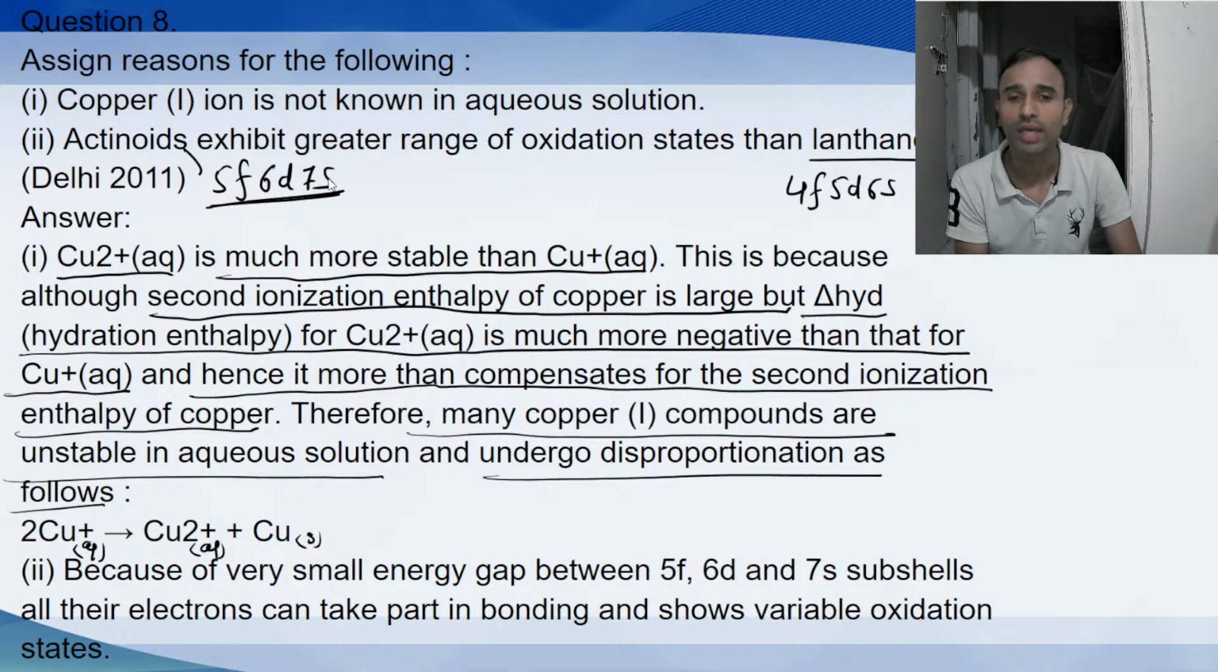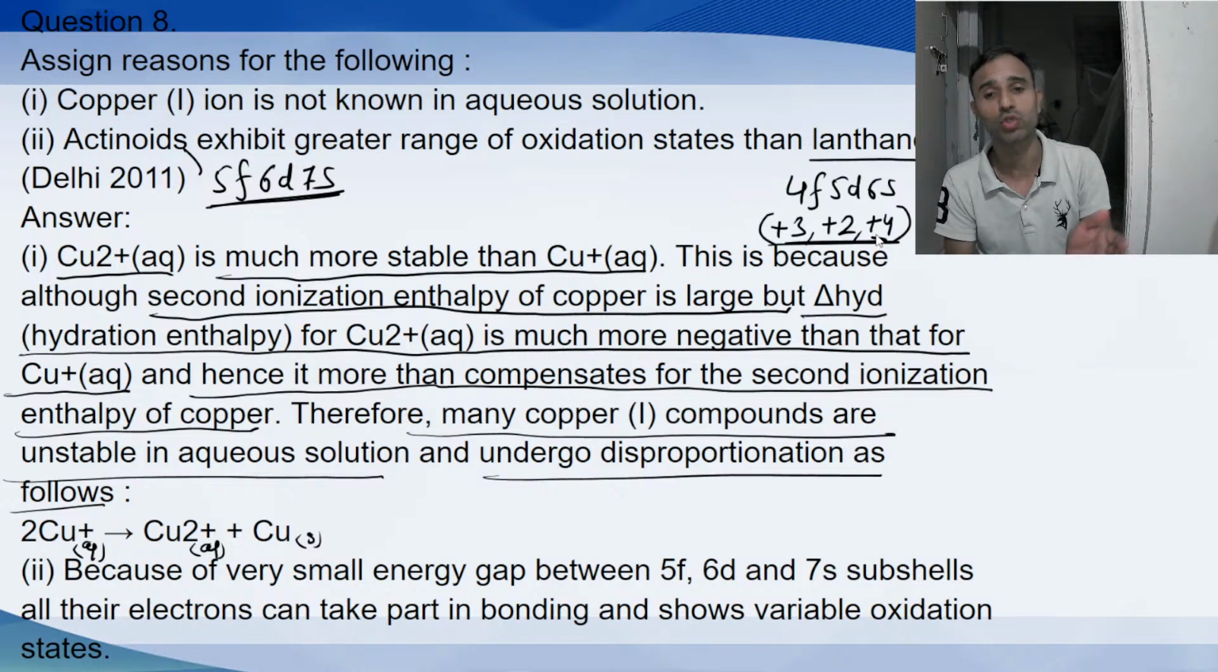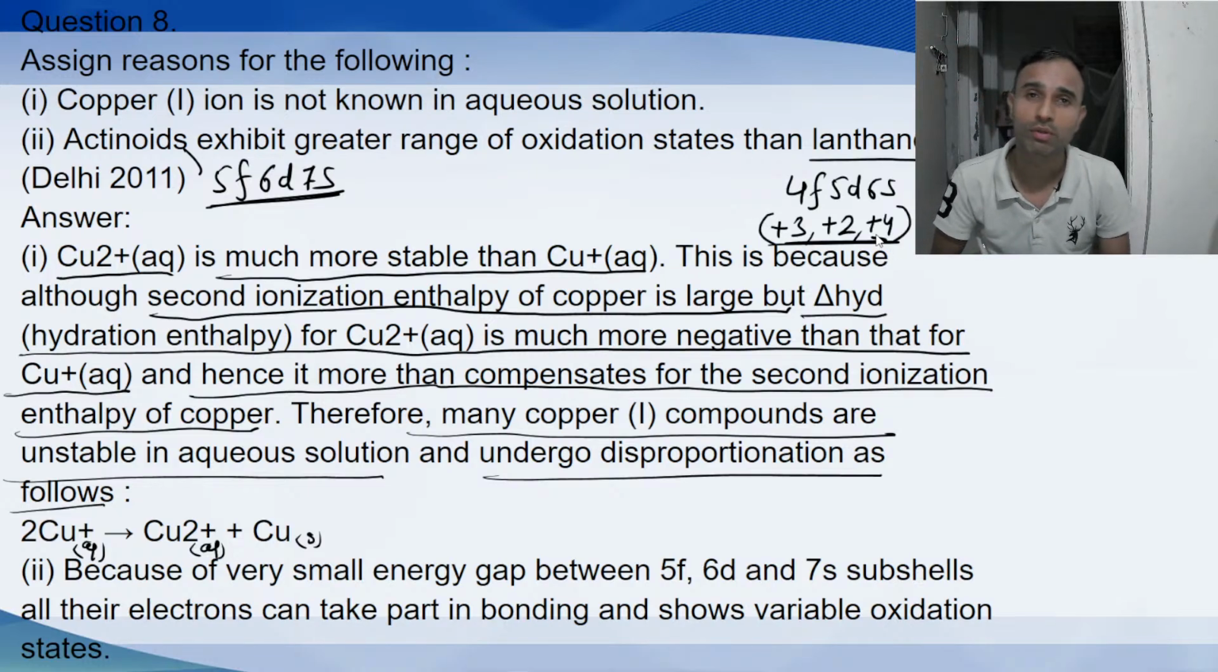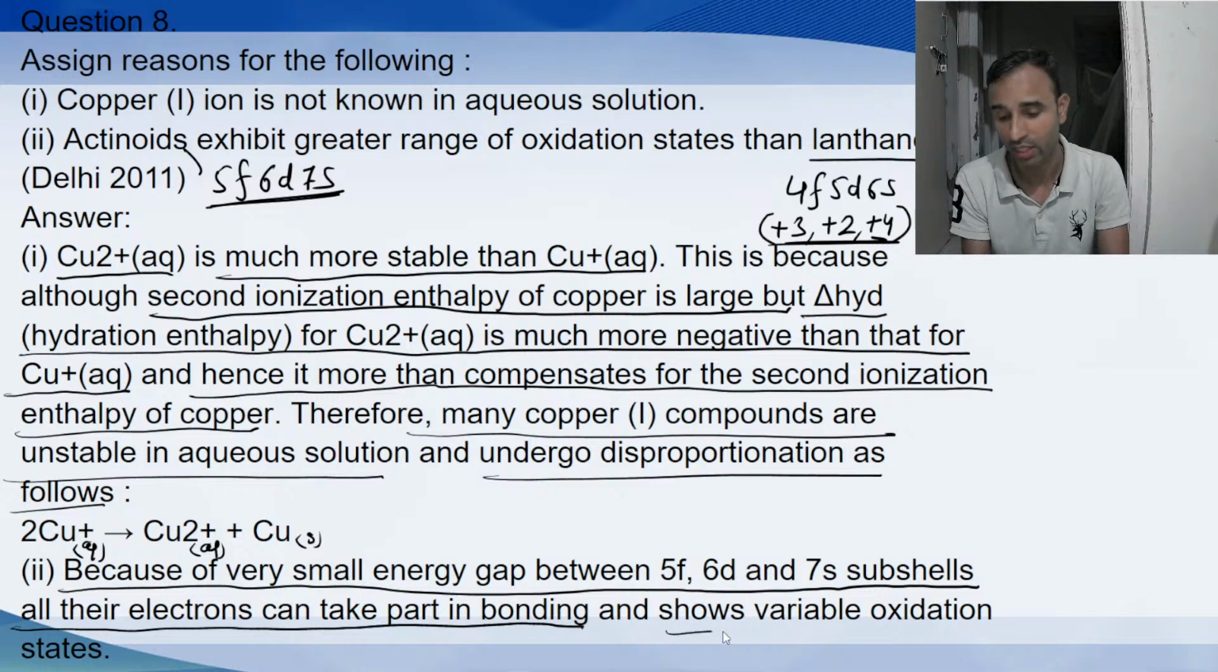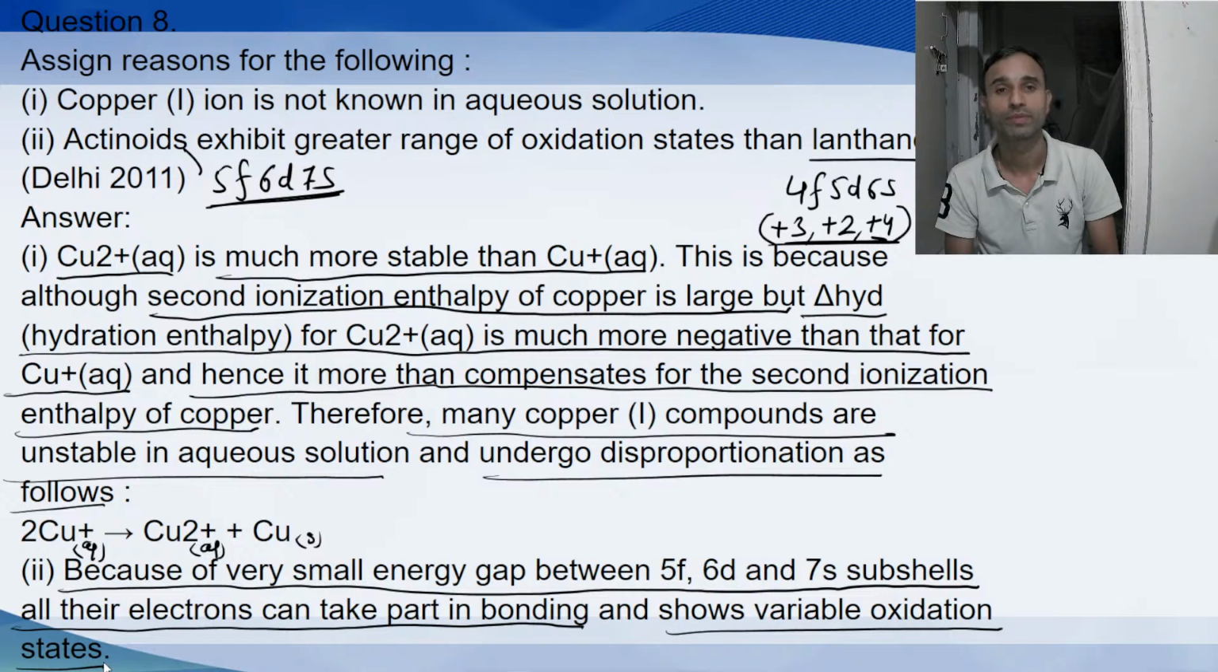And that's why actinoids show variable oxidation states, and lanthanoids can show +3, +2 and +4 only. But actinoids can show up to +6, +7. Because of the very small energy gap between the 5f, 6d and 7s subshells, all their electrons can take part in bonding and therefore they show variable oxidation states. Right?